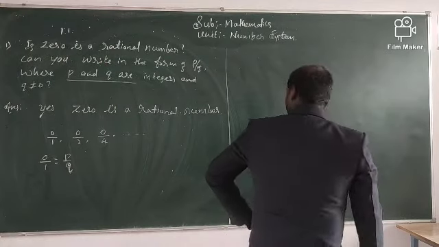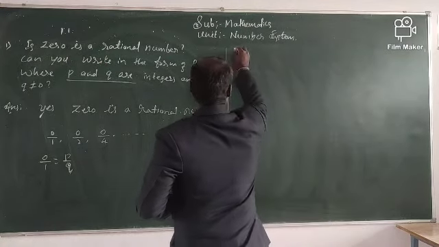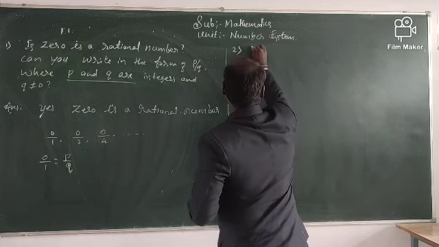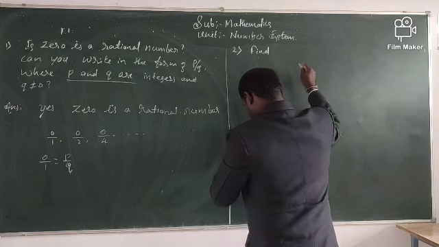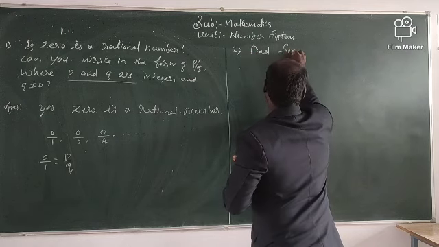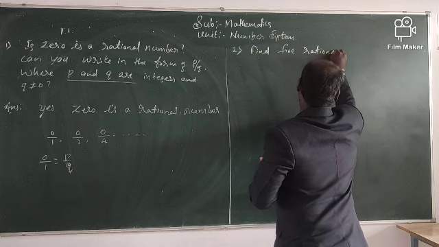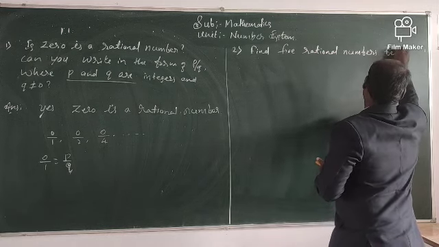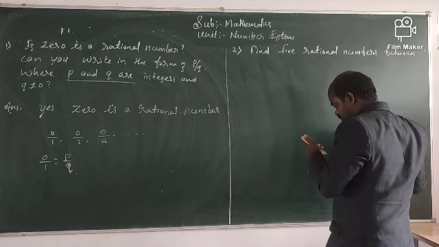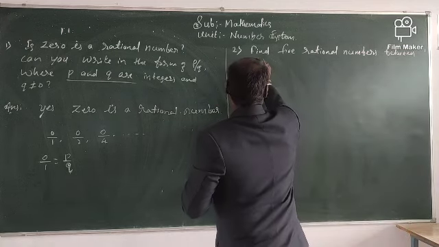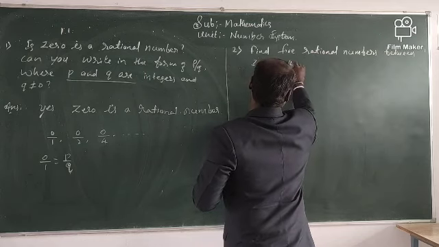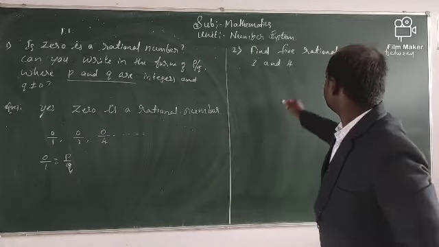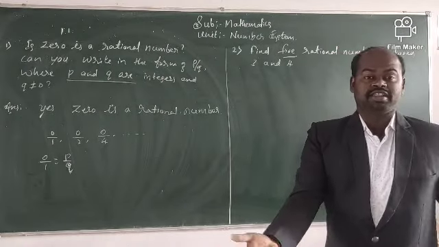Okay. Now we are going to discuss the second problem. That is, find 5 rational numbers between 3 and 4. How many rational numbers do we have to find? Yes, 5 rational numbers between 3 and 4.